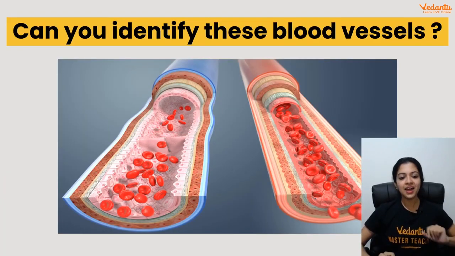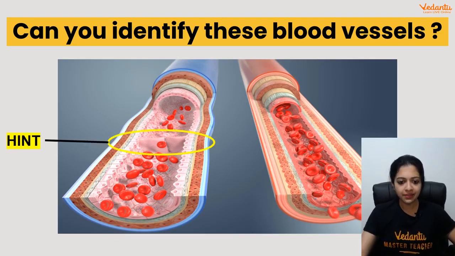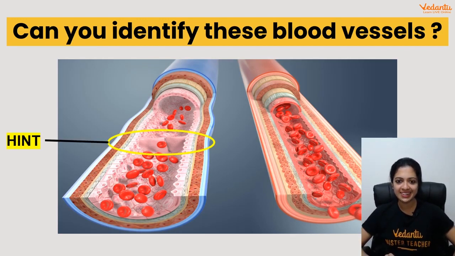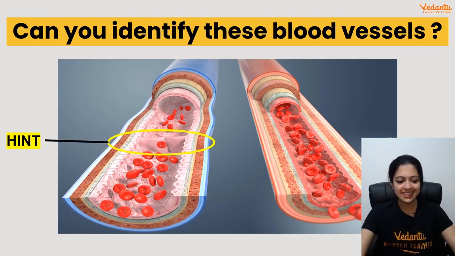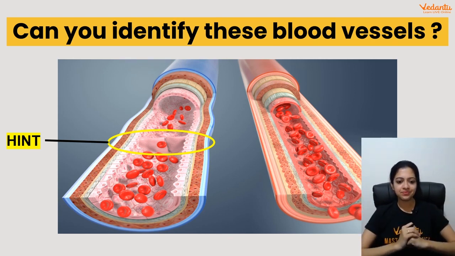All right, now tell me the answer to this. Can you identify these blood vessels? Am I blocking your view? Okay, I'll give you a small hint. Here is the hint. Do you see that structure over there? It's been circled. This is the hint. What blood vessels are they?